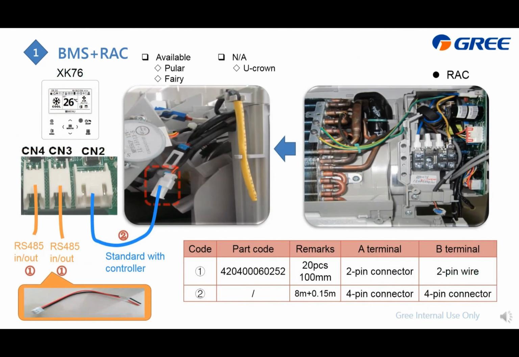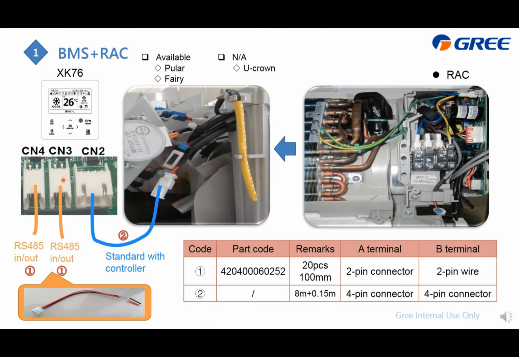This slide displays how to do the wiring from the RAC indoor unit to the wire controller. And here is the indoor unit, the PCB, the terminals. For some models, it has this terminal, which is to connect to the wire controller. And this number 2 wire is standard with the SK76. This picture is the back of the SK76. And this CN2 is for the terminals to the PCB, which is this one.